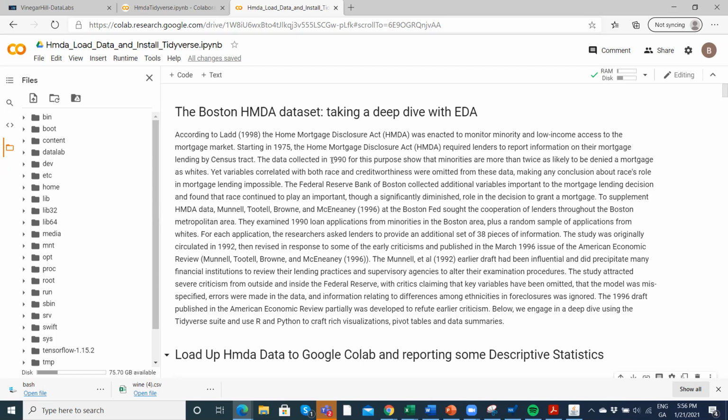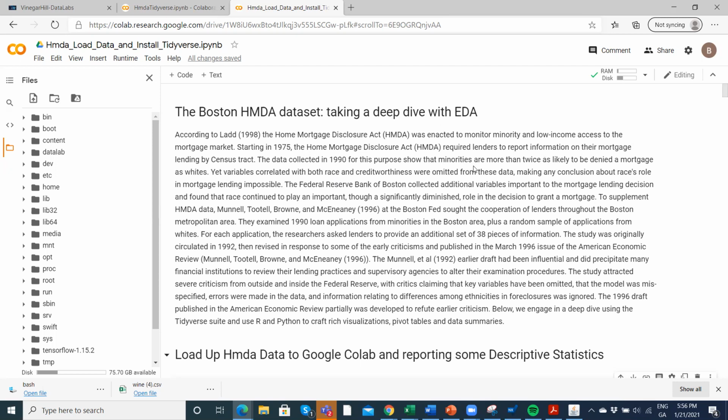From data that was collected previously in 1990, there was fairly clear-cut evidence that minorities were more than twice as likely to be denied a mortgage compared to whites. And in this data also we will observe that particular trend.